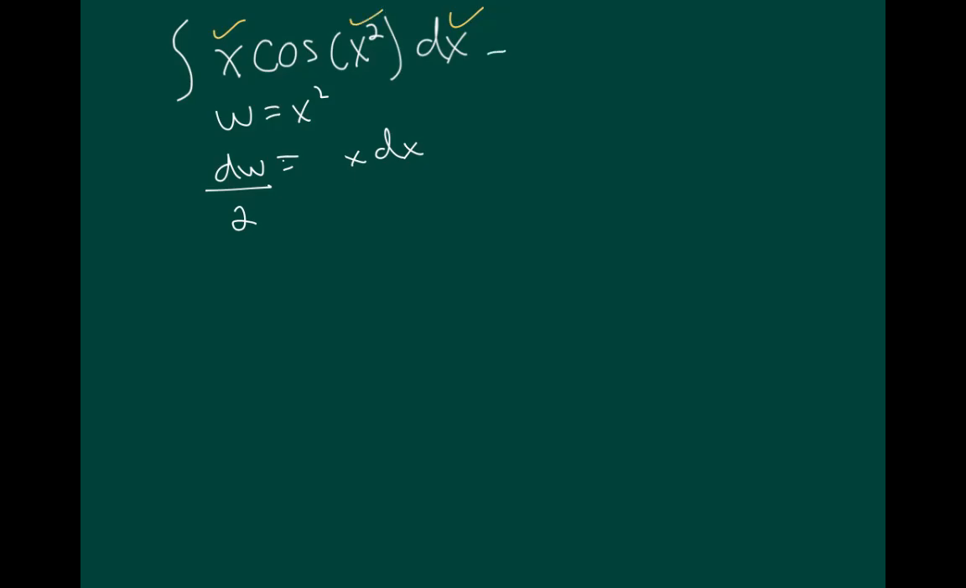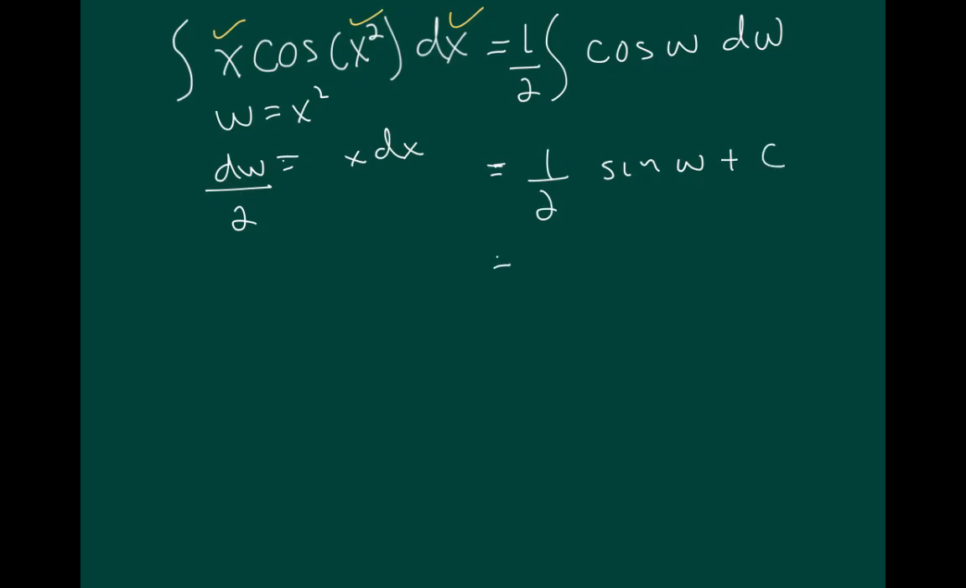So I can rewrite this function as the integral of cosine of w dw, and my constant in front is 1/2. So when I integrate that, I get 1/2 sine of w plus c, which is 1/2 sine of x squared plus c. If you take the derivative of that, you're going to see that you get exactly what we just integrated. Okay, there's one last example I want to show you, and really it's a technique you'll be using in the exercises, just to be aware of.